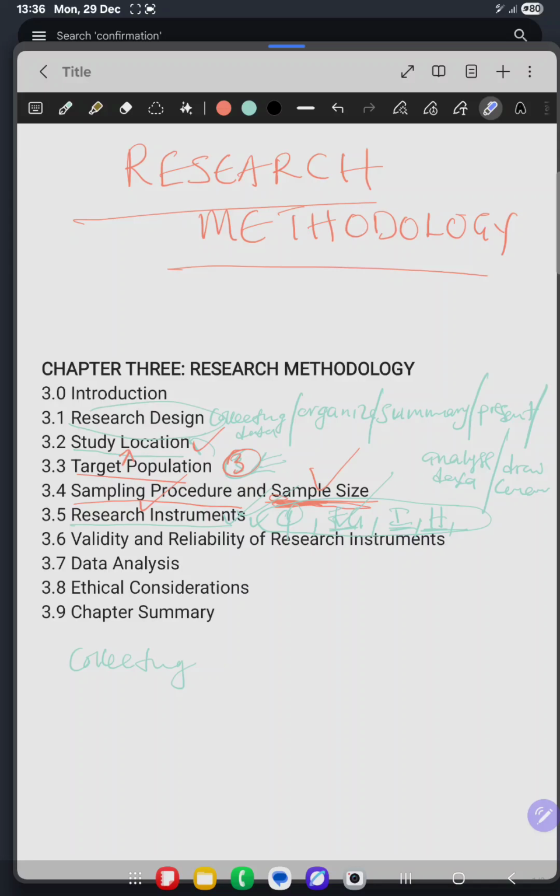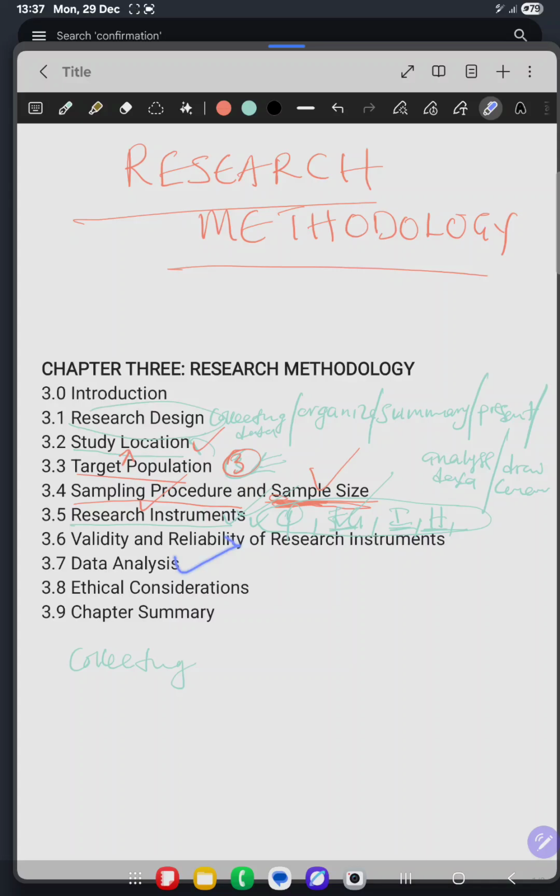Now, how do you analyze the data? To analyze data means you now want to see what you've collected. You are trying to come up with some conclusions. You are trying to make reasonable decisions on the basis of the data that you've collected. The decision that you are making based on the data you've collected is what we call data analysis.